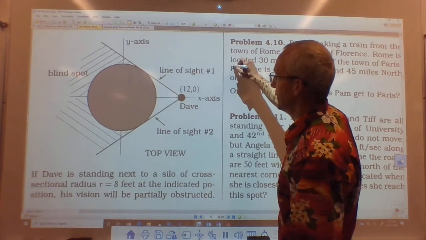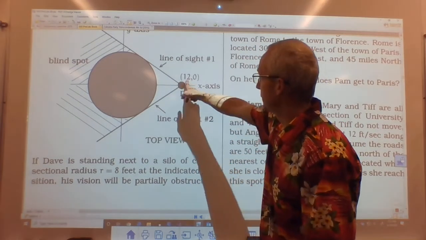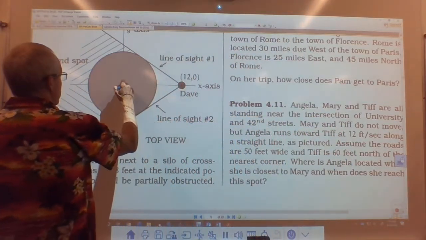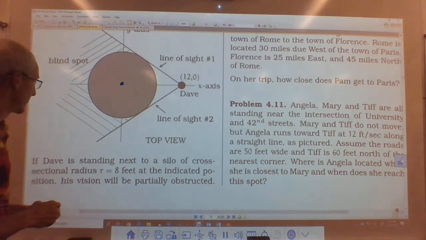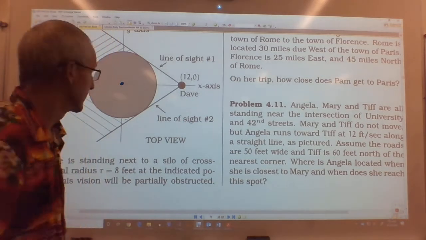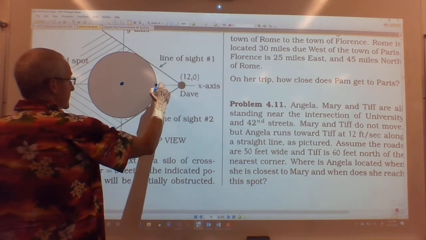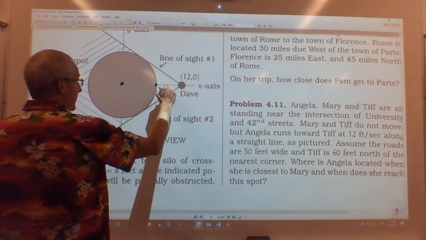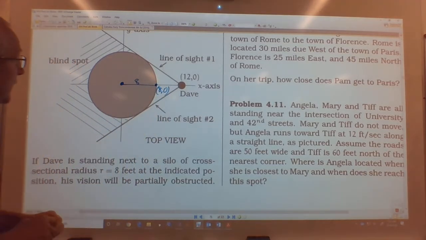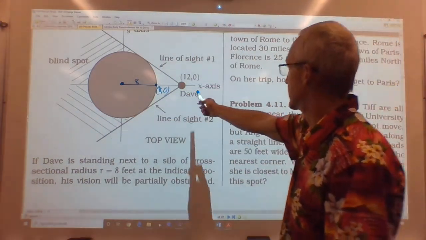This is the picture we need to know. So you're on the ground. You're standing 12 feet away from this origin here. So I'm going to put the origin there. They say the radius is 8 feet. So this distance here is 8 feet. So this point there is (8, 0). The radius is 8 feet. And to make sure everything's in feet, and I'm pretty sure it is, this is 12 feet.